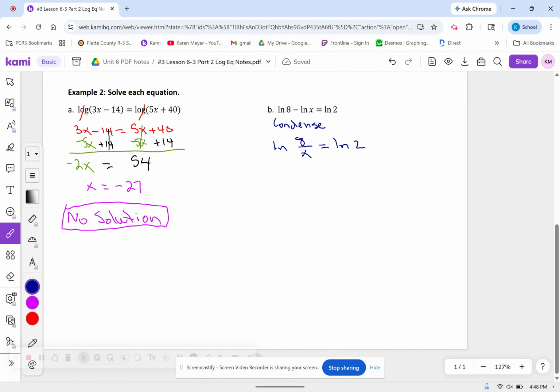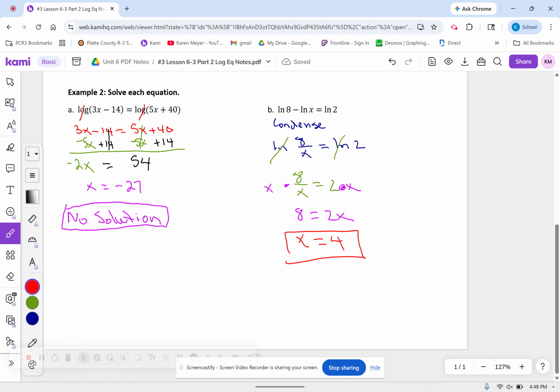And once you do that, then you will be like, oh, I have 1 ln on the right and the left. So now they will cross each other off. So now I can solve this normally. So to get rid of a dividing by x, I'm going to multiply both sides by x. So then I have 8 equals 2x, and if I divide, I get x to equal 4. And this is a positive answer, so I don't have to worry about checking it, so I am done.